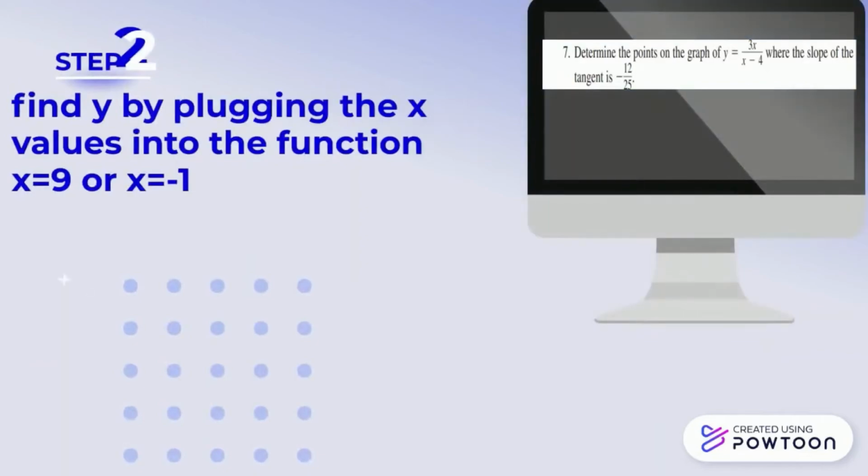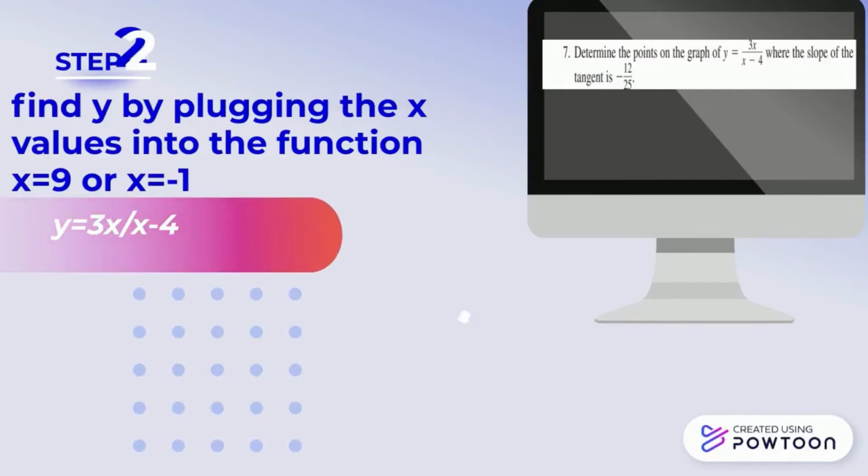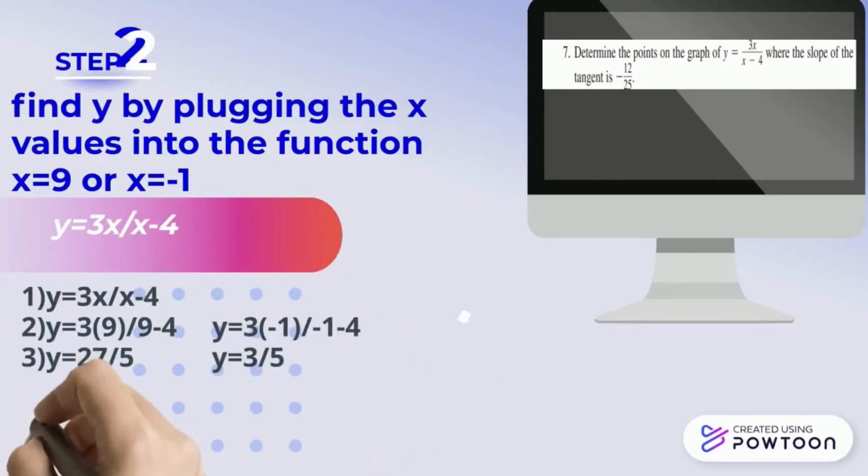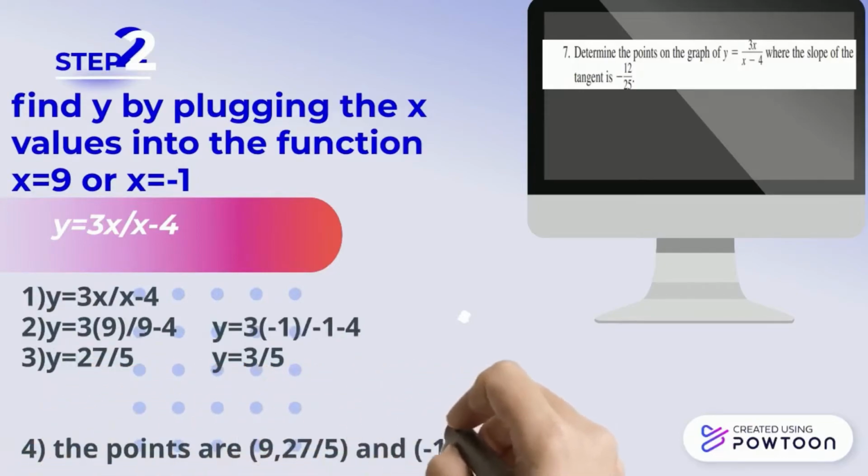Step 2. Find y by plugging in the x values. The 2 x values are x equals 9 or x equals negative 1. The function is 3x over (x minus 4). So in part 1, I wrote down the function, and in part 2, I plugged in the 9 and the negative 1 values into the function. Part 3, I got the y values for 2 different x's. For part 4, the points are (9, 27 over 5) and (negative 1, 3 over 5).